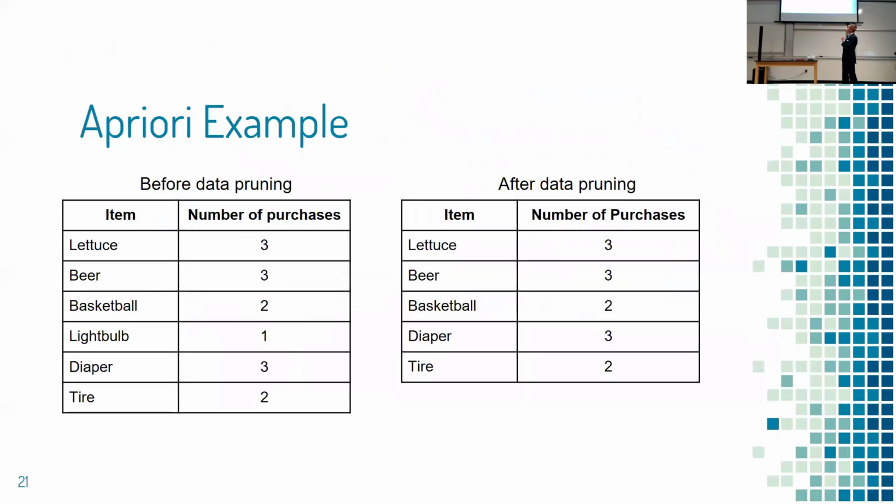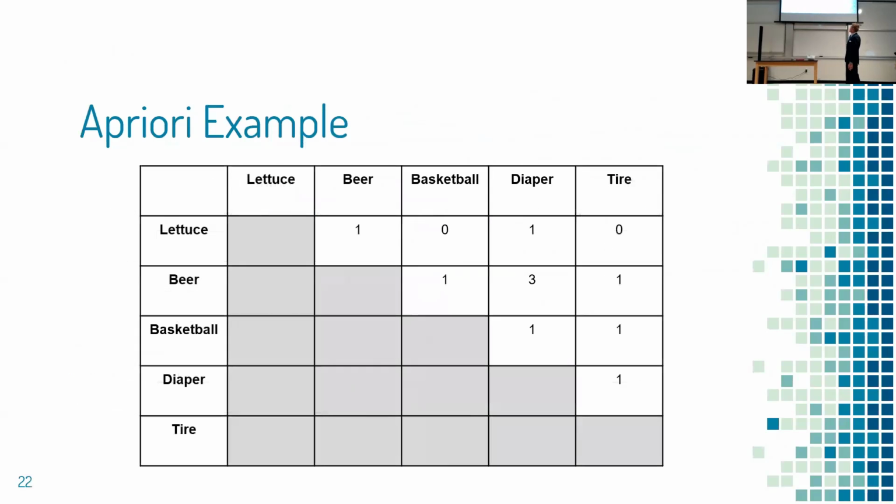Okay, so coming back to our a priori example, after we have gone through data pruning, this chart actually has 50% fewer ways to combine all of the items on it. So it returns this chart, which shows how many times each combination appeared. For example, lettuce and beer were purchased together 1 time, and lettuce and diapers were purchased together 1 time.